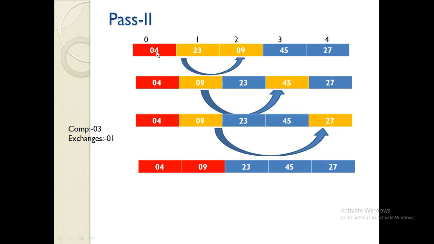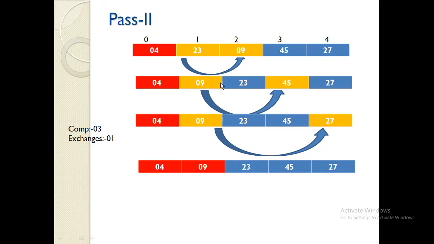In pass 2, as the first element is already in its appropriate position, there will be no comparison from the first element. So here the second element is compared with the third one, 23 and 9. 23 is greater, 9 is smaller, so there is a shifting. So 9 and 23 are shifted accordingly.